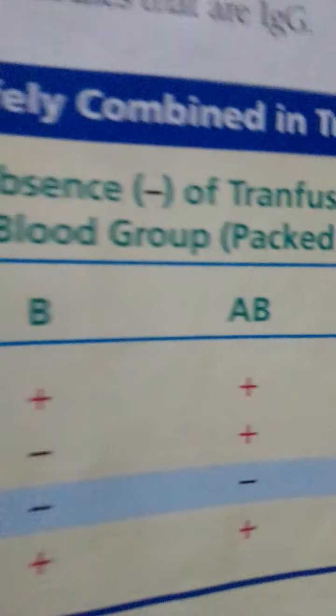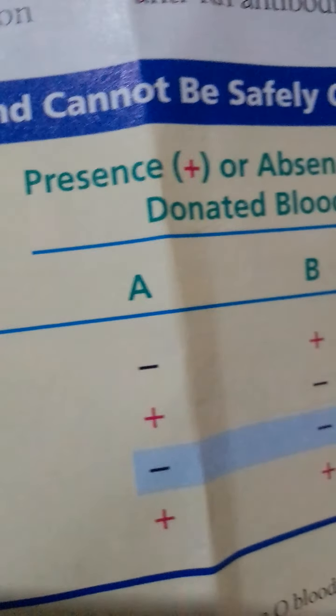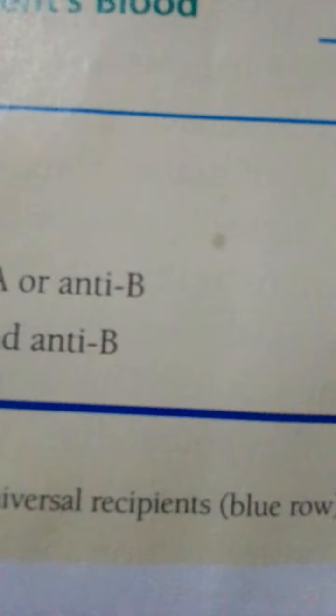Notice the table: recipient's blood group, antibody in recipient's blood, and presence (plus) or absence (minus) of transfusion reaction by donated blood group packed cells: A, B, AB, and O. The column shaded in green indicates that a person with type O blood can safely donate blood to any recipient, and this is called a universal donor.